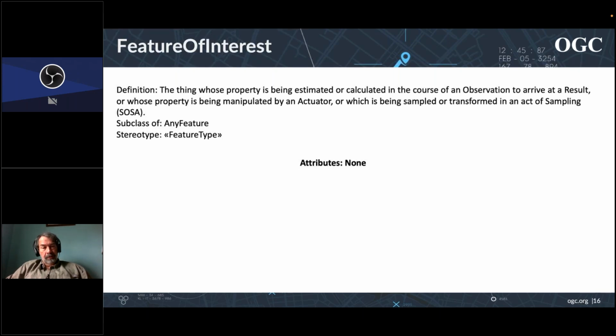And feature of interest. Feature of interest is basically a placeholder for any feature in the data set. So it allows us to have a target for the URI, which points back to the feature or features that this POI is representing. It's basically a placeholder. It's a proxy for an actual implemented feature. So it has no attributes. Next slide.